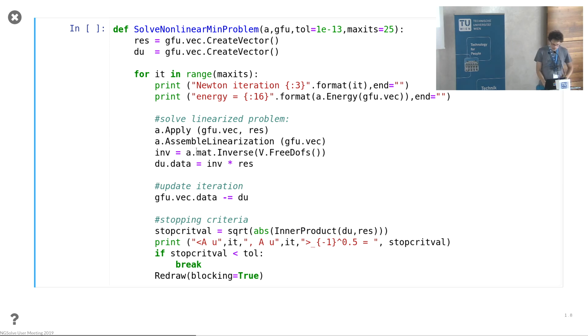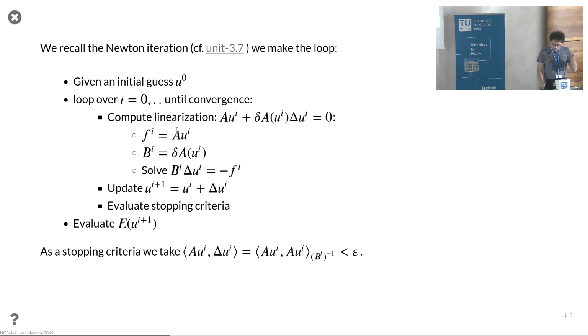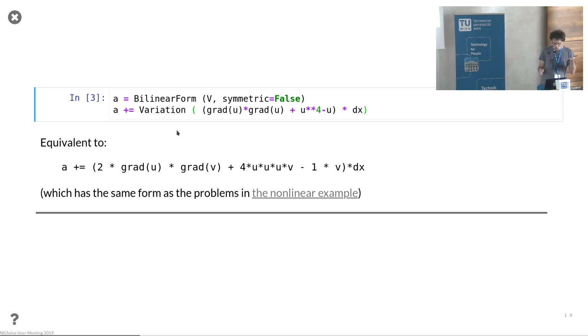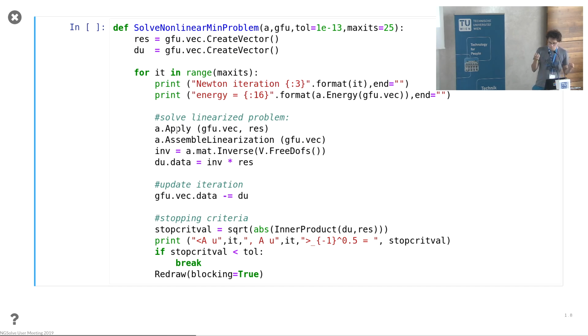So we see that without having defined anything different, we now take the variation which replaces our nonlinear definition. We can just implicitly deal with that as the corresponding version from the linear case. So we have the apply, we have the assemble linearization, and we can do the Newton iteration again.